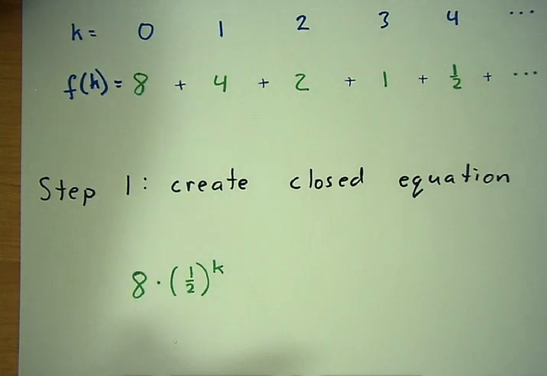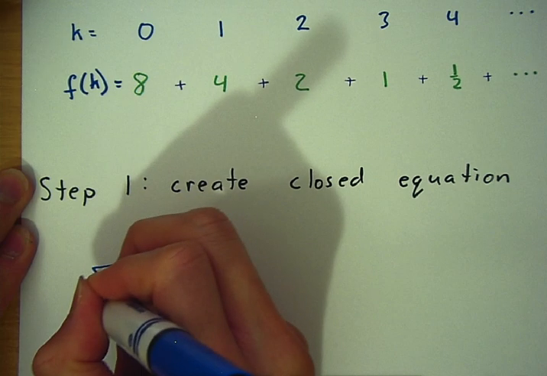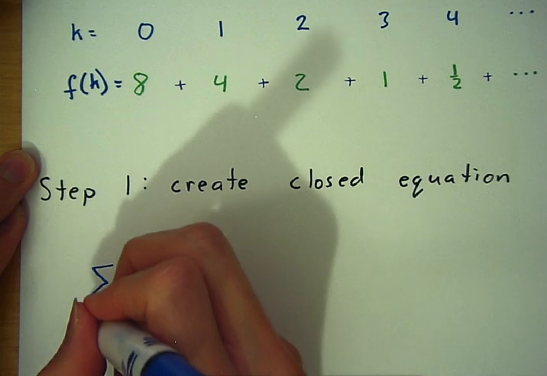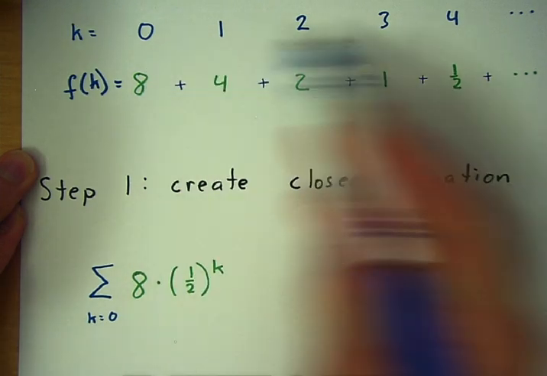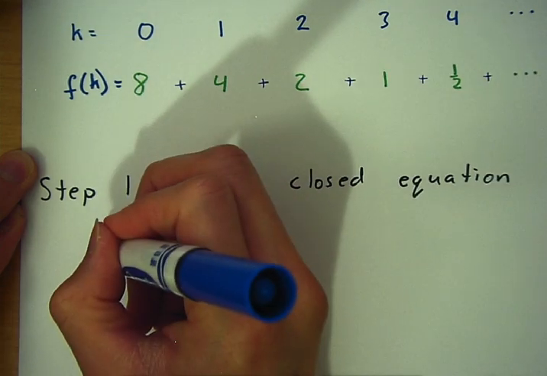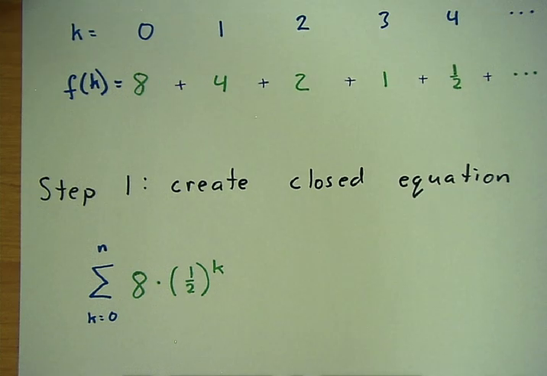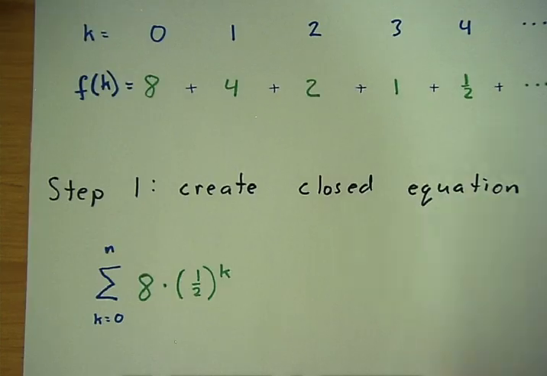And I am adding them all together from k equals 0, and this keeps on going. So I'm just going to call this till n. So there's your closed equation, or that's an equation for the sum of the series. Let's turn this into a closed equation.